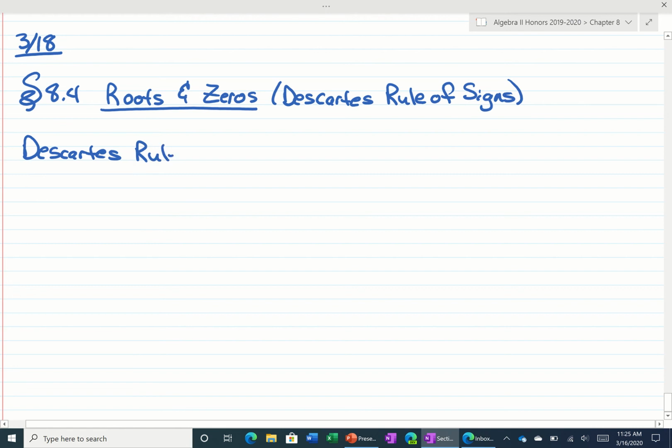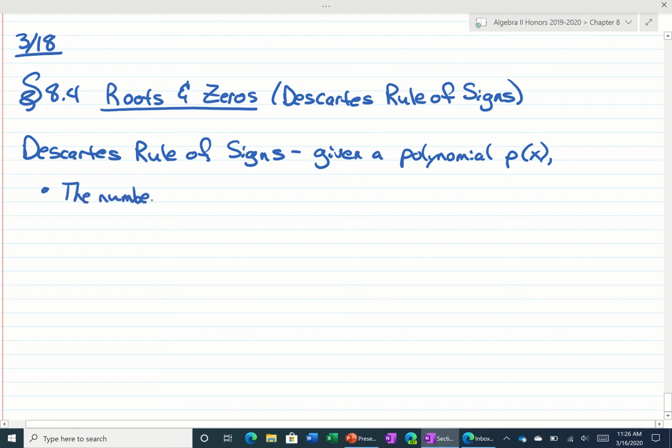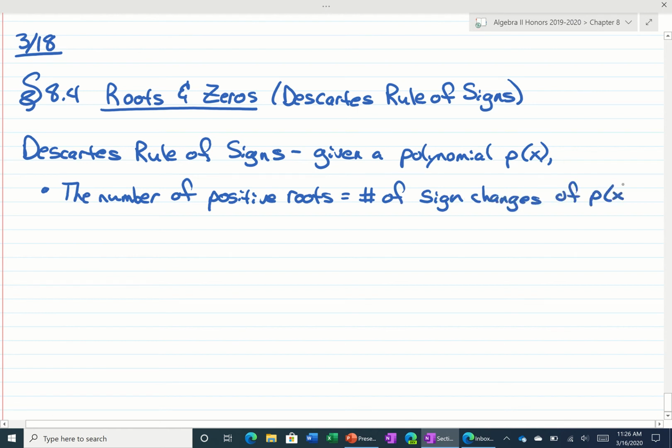What Descartes' rule of signs says is that given a polynomial p of x, it says two things: the number of positive roots, zeros, or x-intercepts is equal to the number of sign changes of p of x, or that number minus 2 until 0.